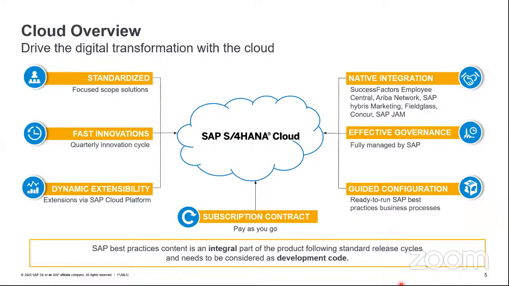And then we have native integration, which is primarily the integration with other SAP products in the market, like SuccessFactors, Ariba, Hybris, Fieldglass, Concur, Jam. There are many more, like Qualtrics, things like that. So there are very well-integrated points provided with S4HANA Cloud with these native integration products. Then effective governance, because it's being fully managed by SAP. When we talk about governance, it is primarily the security part of it: who would be accessing what, and to what extent.